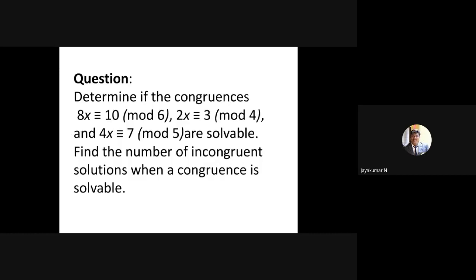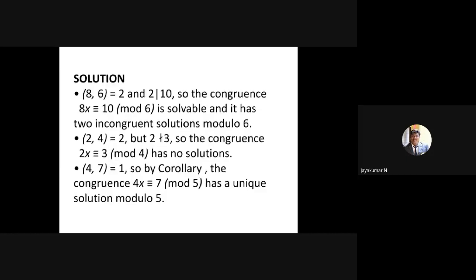My 8x congruent to 10 mod 6, which will be compared with the general form ax congruent to b mod m. So in the first linear congruence, a is 8, b is 10, m is 6. We are going to find the GCD between a comma m. So the GCD of 8 comma 6 is 2. Here d value is 2.